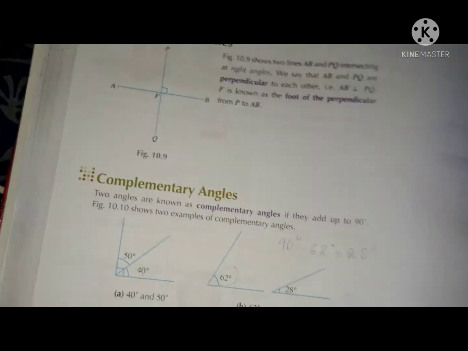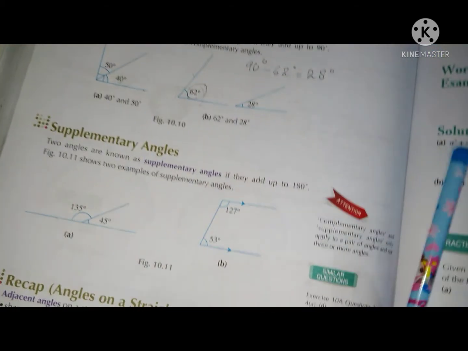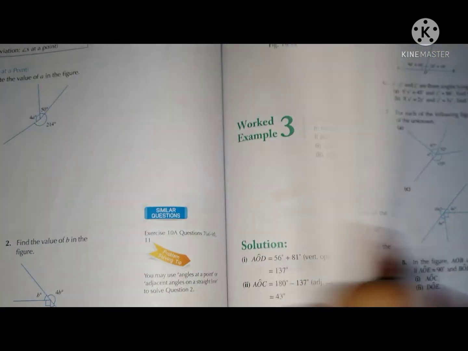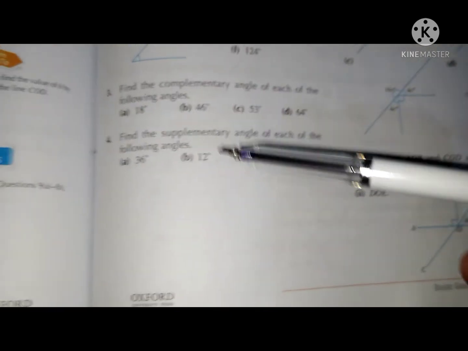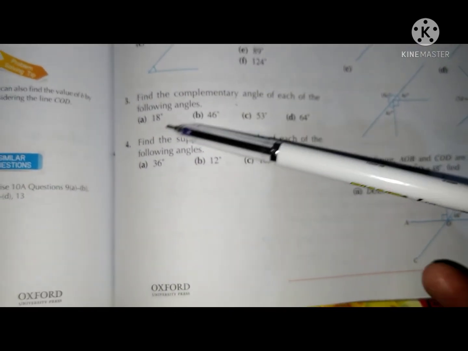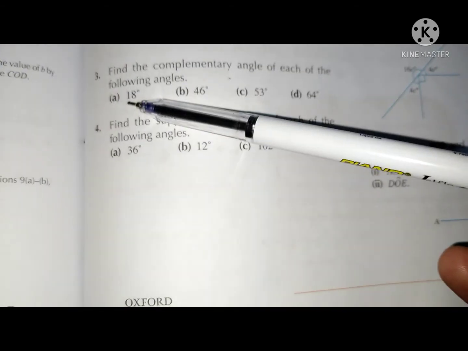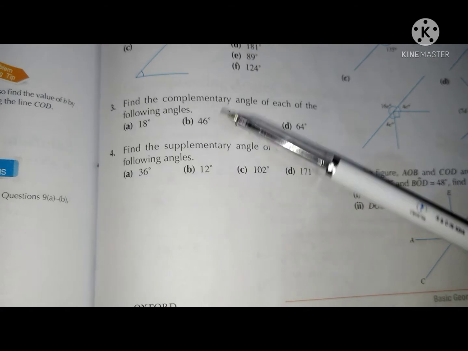Similar types of questions are present in our book in exercise 10A. As we have discussed about the complementary angle, you have to subtract 18 degrees from 90 degrees and you will get the complementary angle they are asking about. Similarly, for the supplementary angle they are asking in question number 4. So 36, 12, 102 and 177 degrees can be subtracted from 180 degrees to find the answers of this question. So question number 3 and question number 4 are very basic questions.